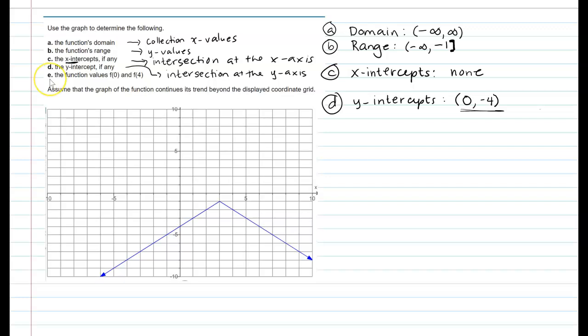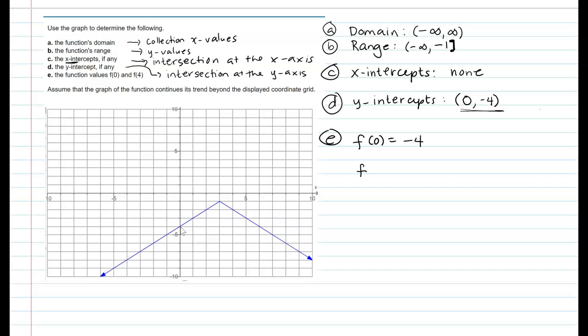So now letter E, we want to find the function values of f at x equals 0 and f at x equals 4. So we want f of 0. That means we want to find the function value of f, the y value, when x is equal to 0. So when x is equal to 0, that is just the y-intercept, and that is equal to -4.